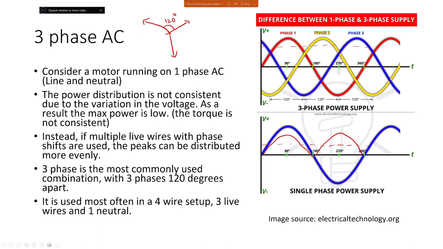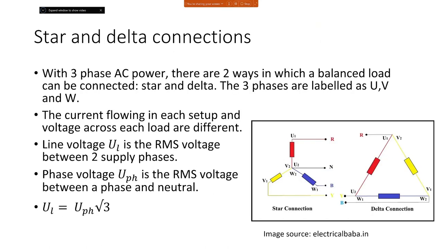So four wire setup is very commonly used, but for motors, three wires, just the three live wires are sufficient because the coils are correctly balanced. It's like all the coils, they have similar resistance, inductance, and so on. They don't need this neutral wire. So now we have three wires.